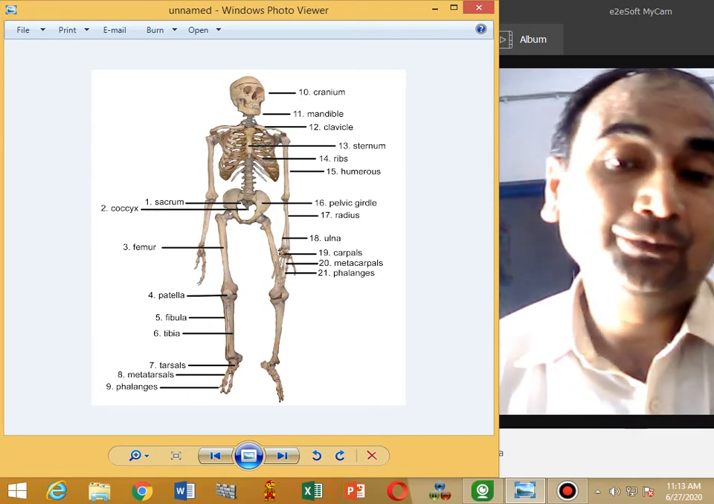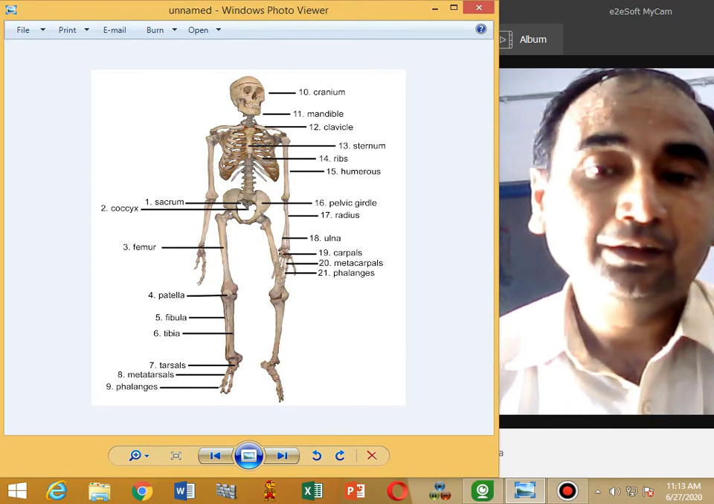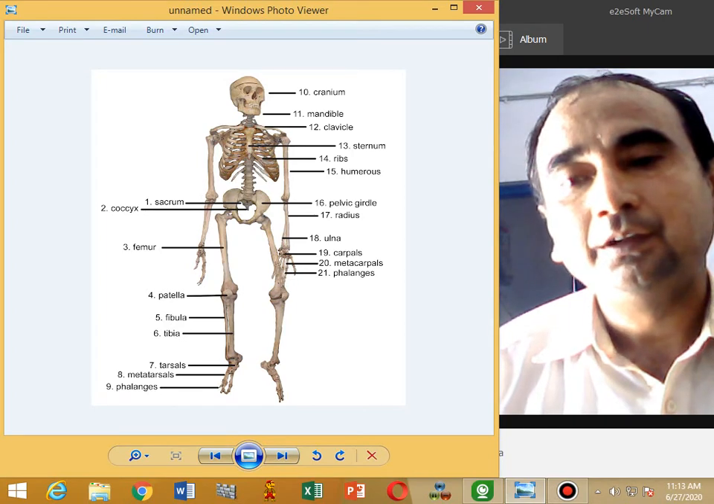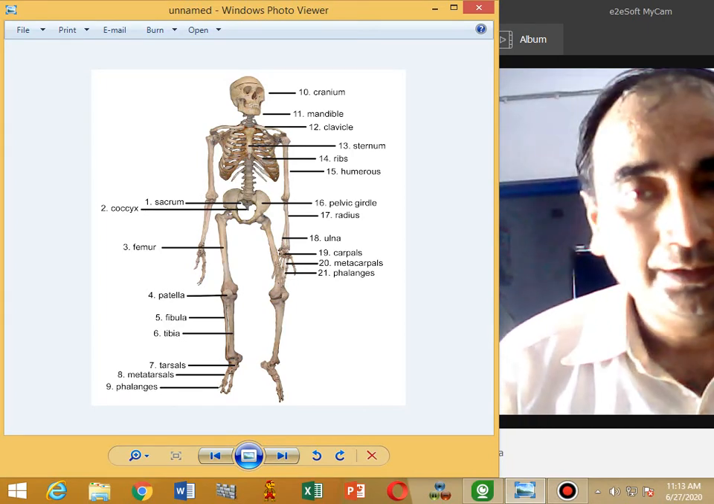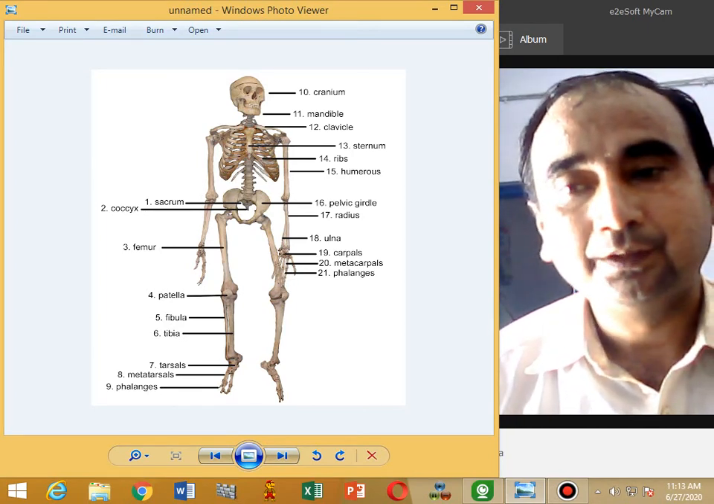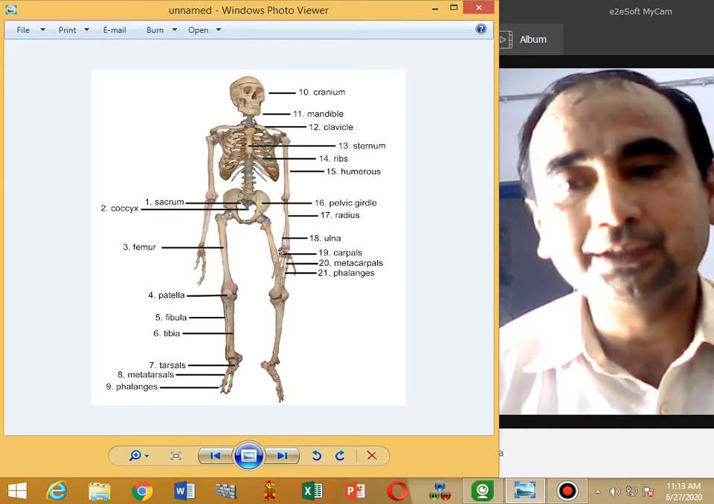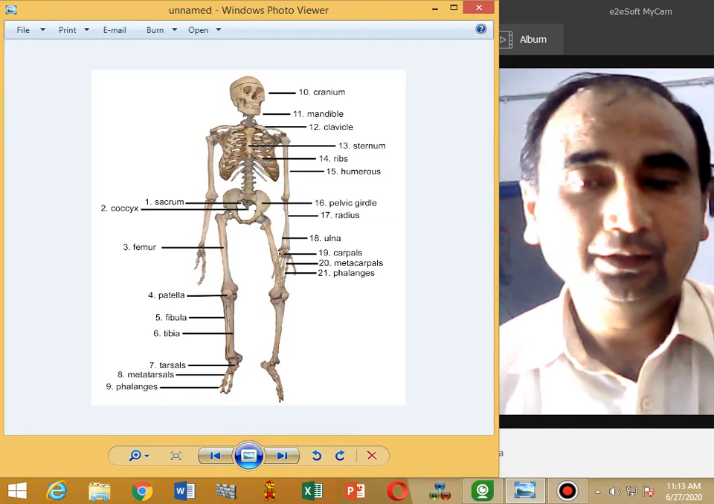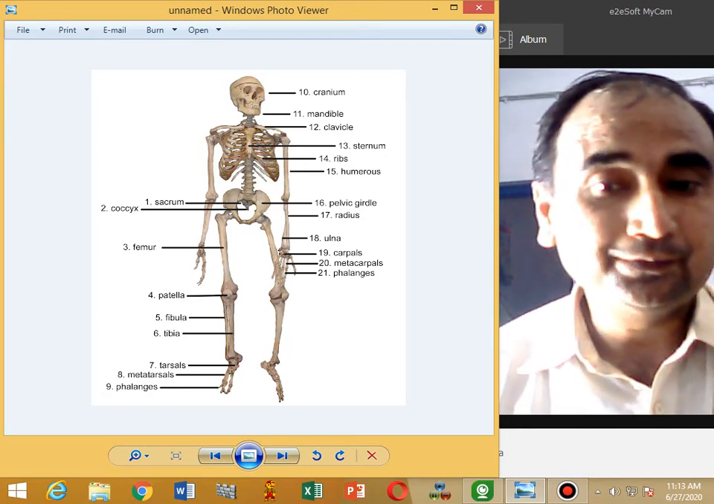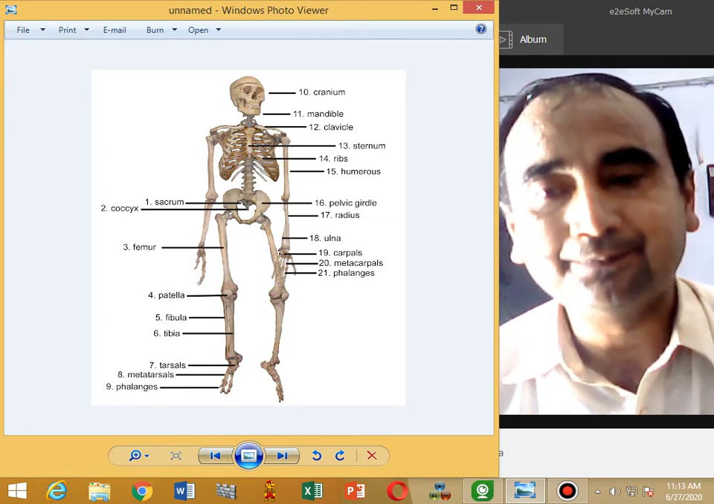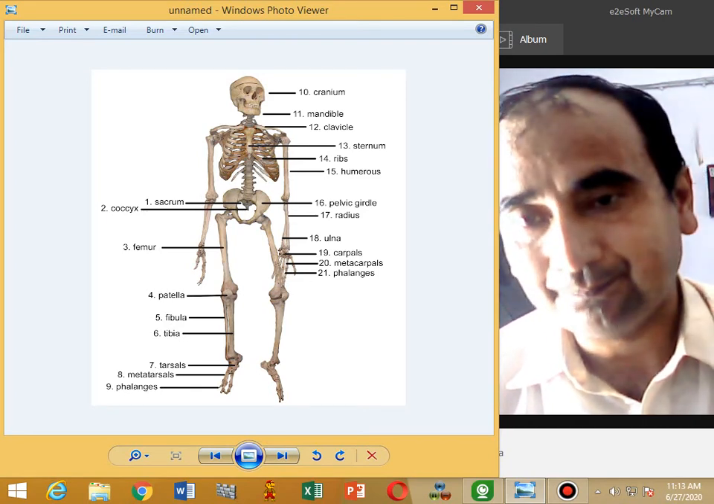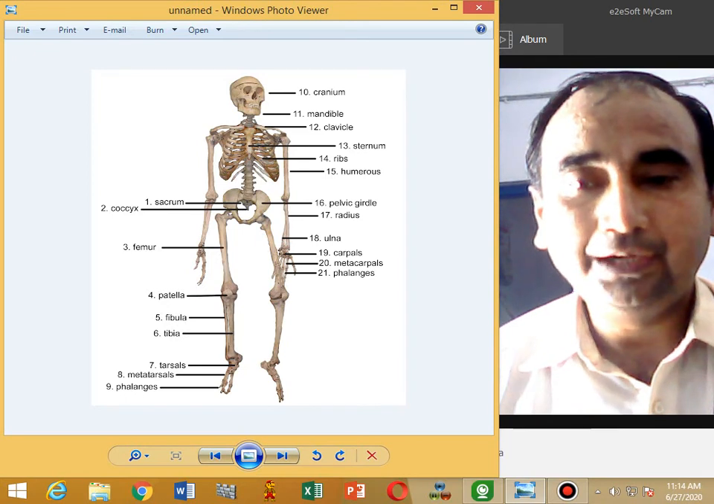Tibia and fibula attach within the ankle to form the joint called the ankle joint with the bones called tarsals, 8 tarsals. The 8 tarsals are attached with the 5 metatarsals. 14 phalanges are attached with the 5 metatarsals.